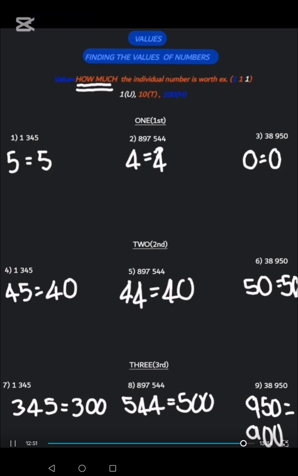The first position is the units, the second position is the tens, and the third position is the hundreds. The units are the last digits in a number, the tens are the second last digits in a number, and the hundreds are the third last digits in a number.